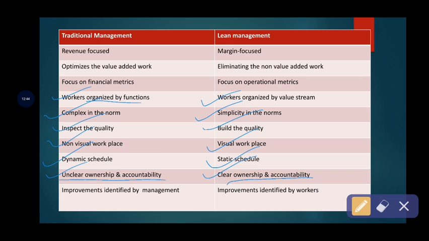Under traditional management, one more thing we have to observe is that the improvements are identified by the management. But in case of lean cost management, the improvements are identified by the workers themselves. This is very necessary for the business organization, and also it is very effective to improve the productivity. So these are the various differences between the traditional management and lean cost management. If they are asked in section B, just write down these differences.